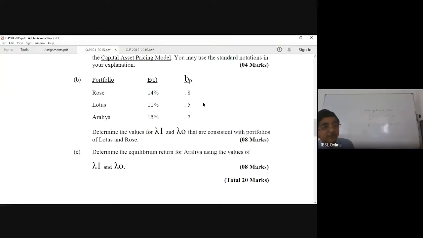So we have to select the two portfolios in this chart. We have altogether 3 portfolios. Rose is there, Lotus is there, Arali is there. So we just take the 2 portfolios, Rose and Lotus. What we can do is apply the arbitrage pricing line equation and just put the values there, and you can have lambda 1 and lambda 0 calculated. So I will work it out on the board.